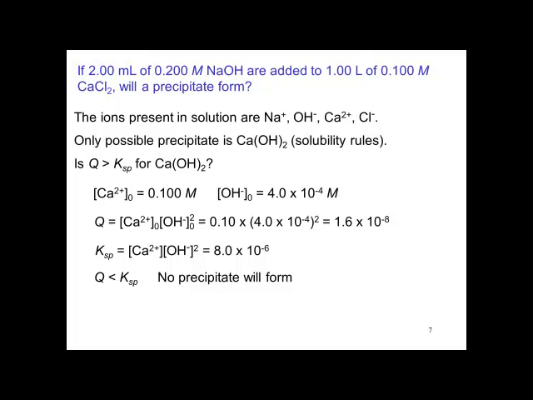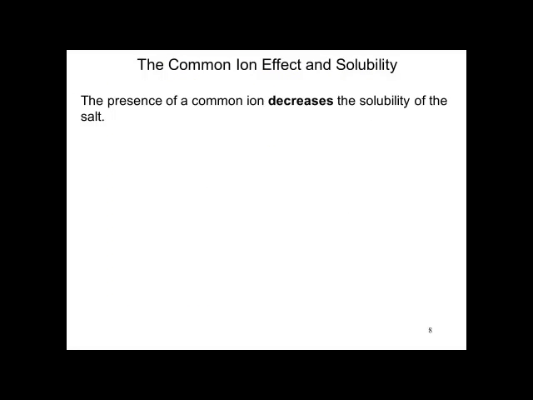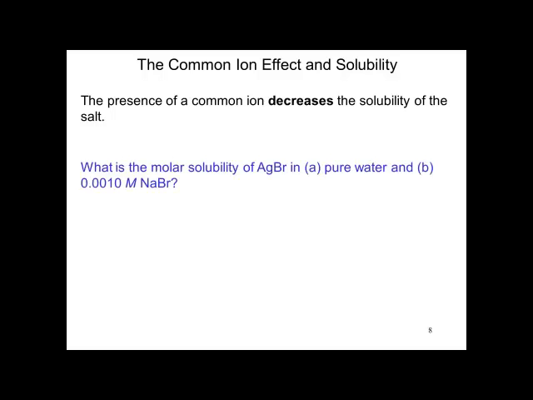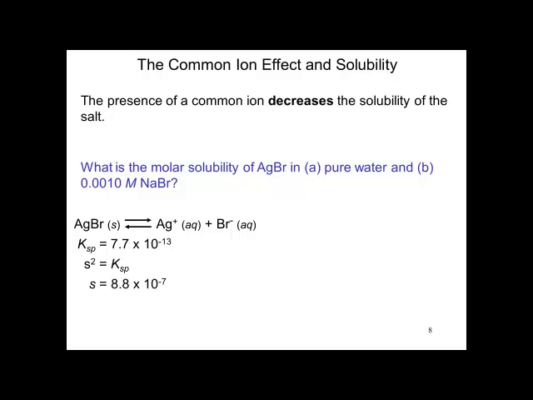The common ion effect in solubility. The presence of a common ion decreases the solubility of the salt. What is the molar solubility of silver bromide in pure water and in 0.0010 molar sodium bromide? The equilibrium is between silver bromide, silver ion, and bromide ion. Ksp is 7.7 times 10 to the minus 13. S squared equals the Ksp, so S is equal to 8.8 times 10 to the minus 7.